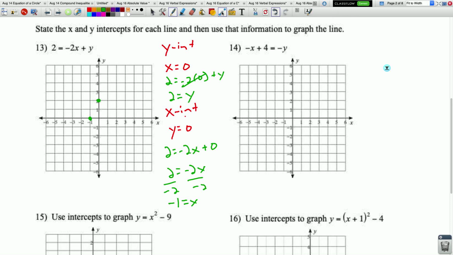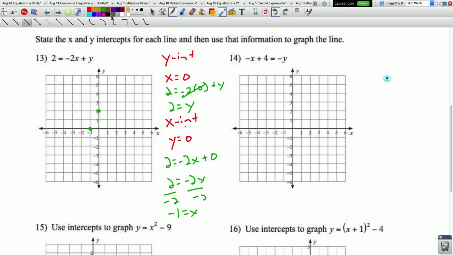I've got 2 points. I can connect them up with a straight line. And that's good enough. I'll try to do it one more time. For problem number 13. So once again, at the y-intercept, x is 0. At the x-intercept, y is 0.